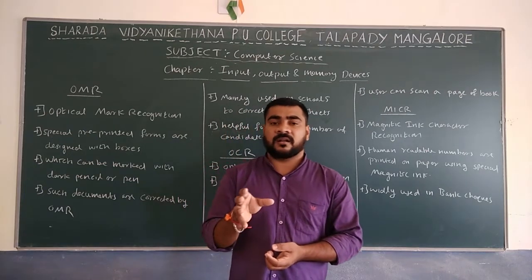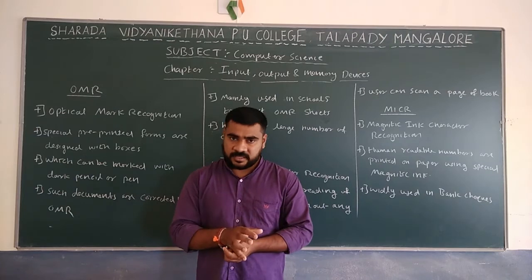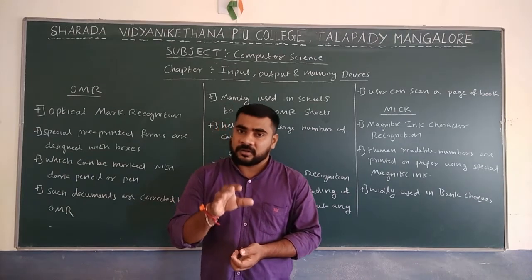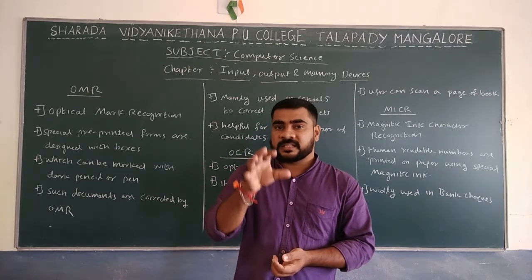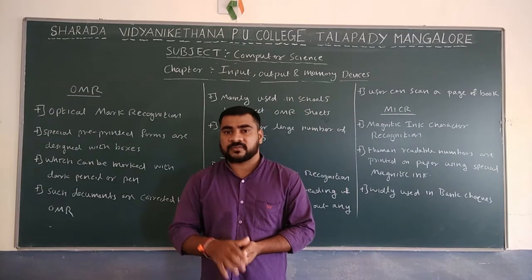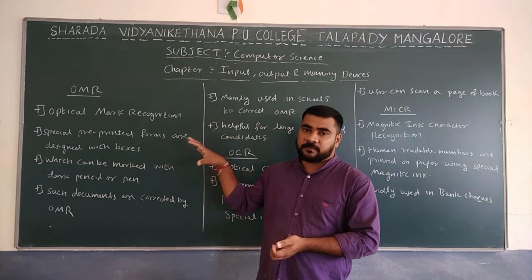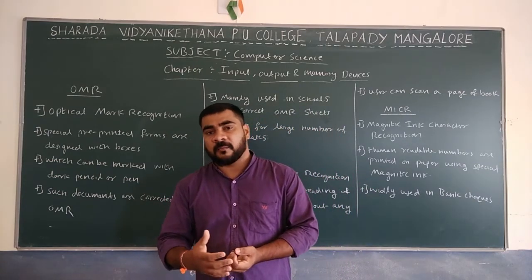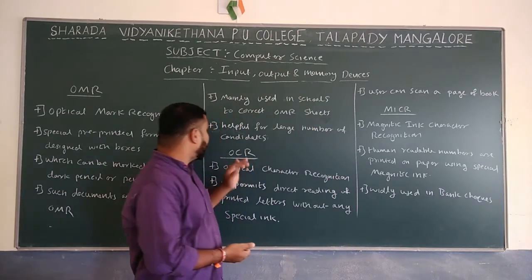So users don't have the burden of correcting all the sheets. The machine itself will correct the answers and give the result in a spreadsheet or in any other form we can use. That is one more type of input device, the OMR, optical mark reader or optical mark recognition. After that, the next one is OCR.